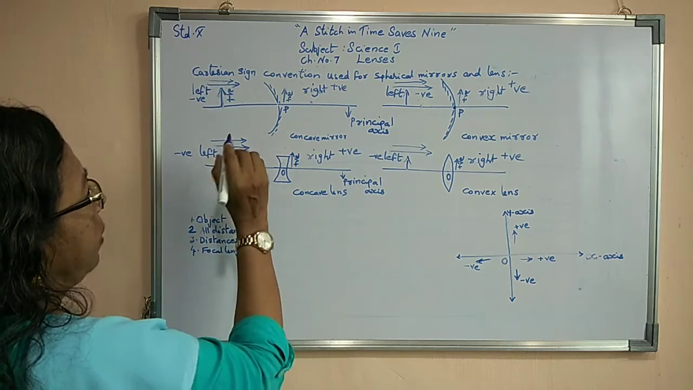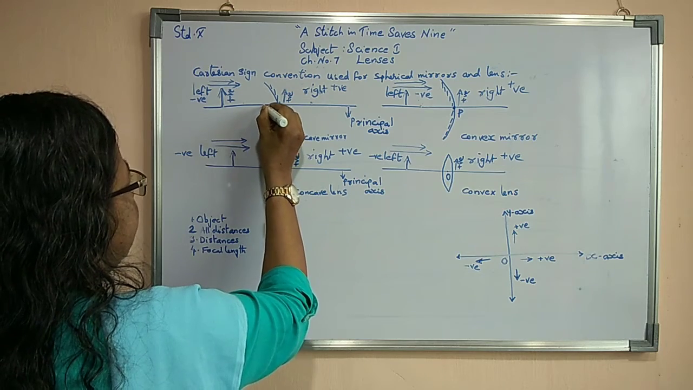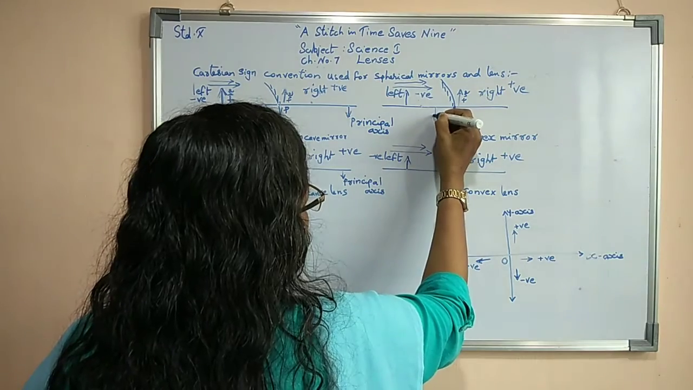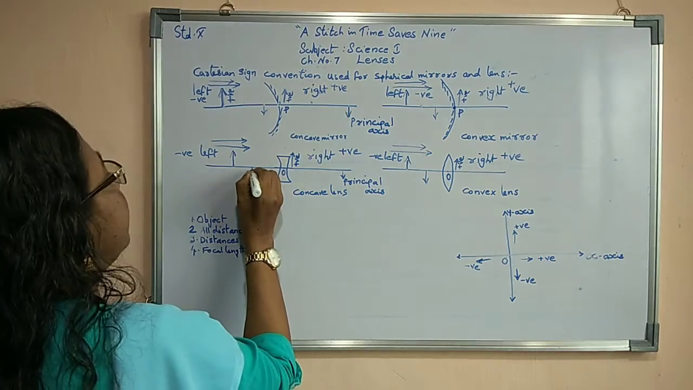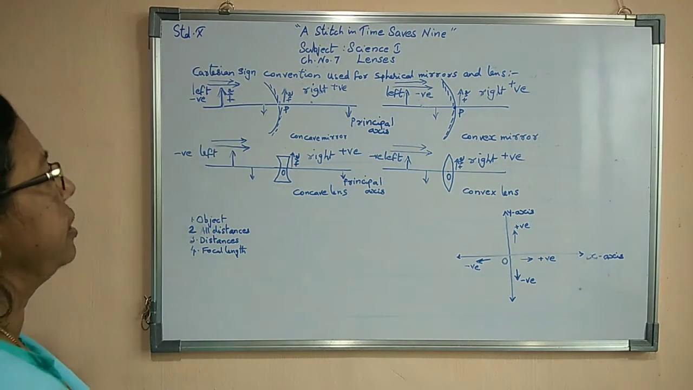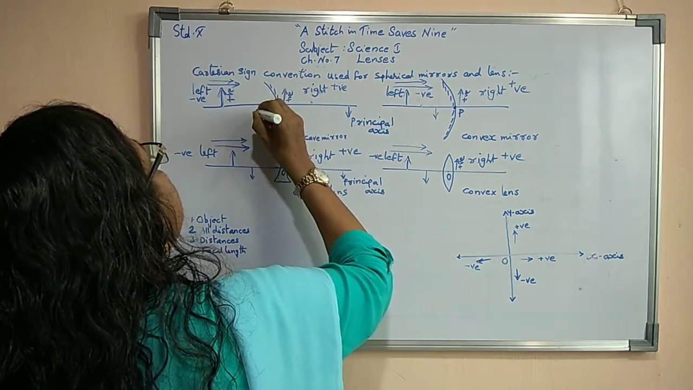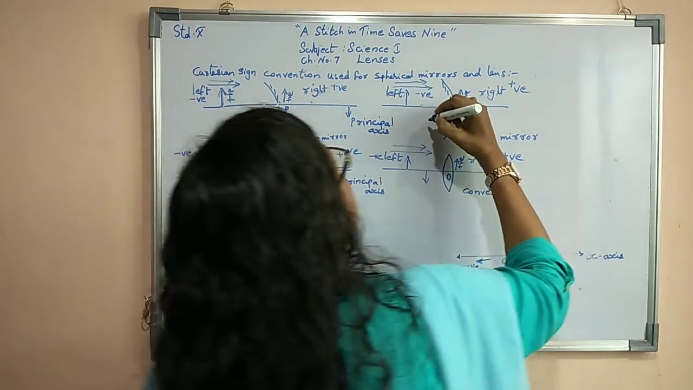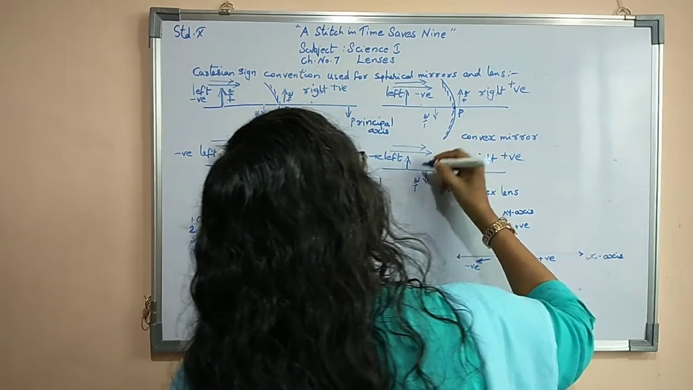Now the distance is perpendicular to the principal axis, again I am saying, but that is below the principal axis. Here again, the distance is perpendicular to the principal axis but below the principal axis. Similarly here also, below the principal axis, then we have to take it as negative. Here also negative. Similarly here also negative. This is again negative.